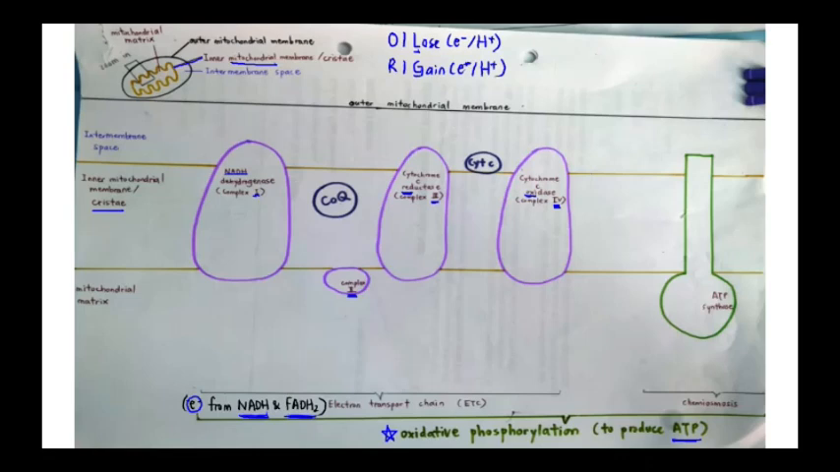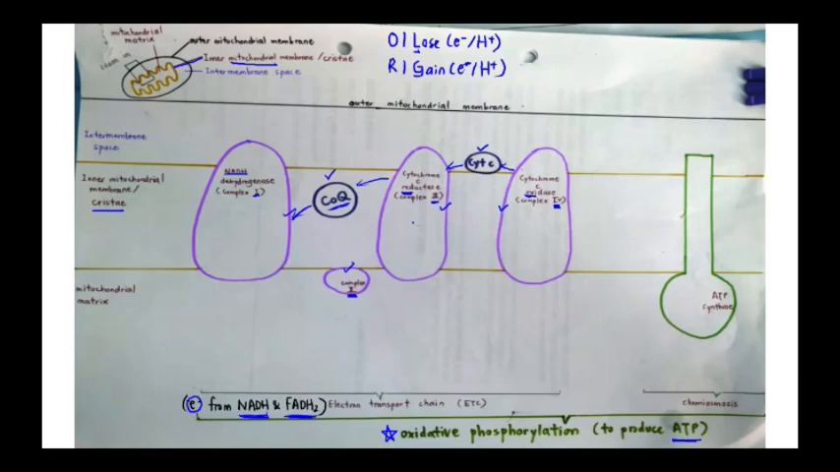What about CoQ and cytochrome C? These two, they are the mobile electron carrier, which will help to transfer the electron from complex 1 and 2 to complex 3, as well as from complex 3 to complex 4. They can move about in the phospholipid bilayer. Another name for CoQ is ubiquinone.